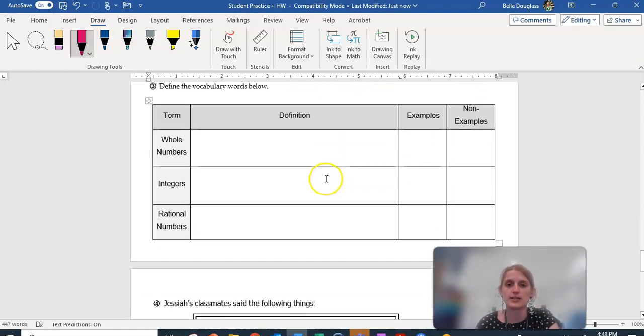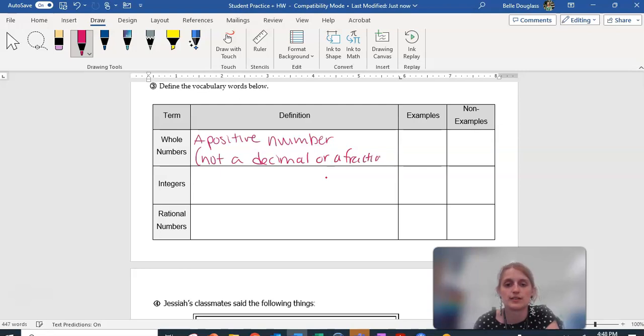Okay, I promised everyone that I would definitely do this. The definition for a whole number is a positive number, not a decimal or a fraction. Now, I said positive, but it could also be 0, which is not positive or negative.